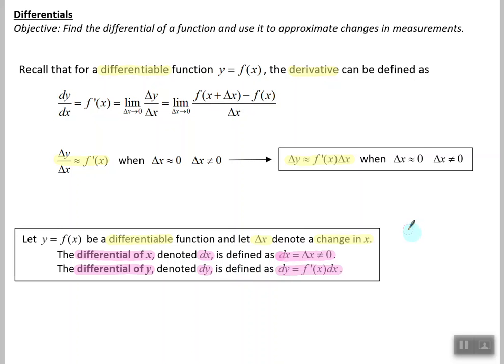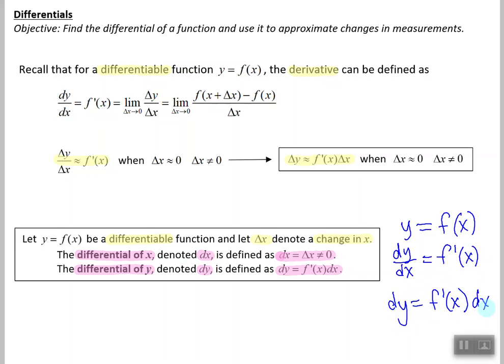Now let's take a look at a function y that is called f of x. If we take the derivative of y with respect to x, dy/dx, that equals f prime of x. And if we solve for dy by multiplying both sides by dx, we get that dy equals f prime of x dx, dy being the differential of y and dx being the differential of x. That's just what this is: dy equals f prime of x dx. Let's take a look at this graphically.